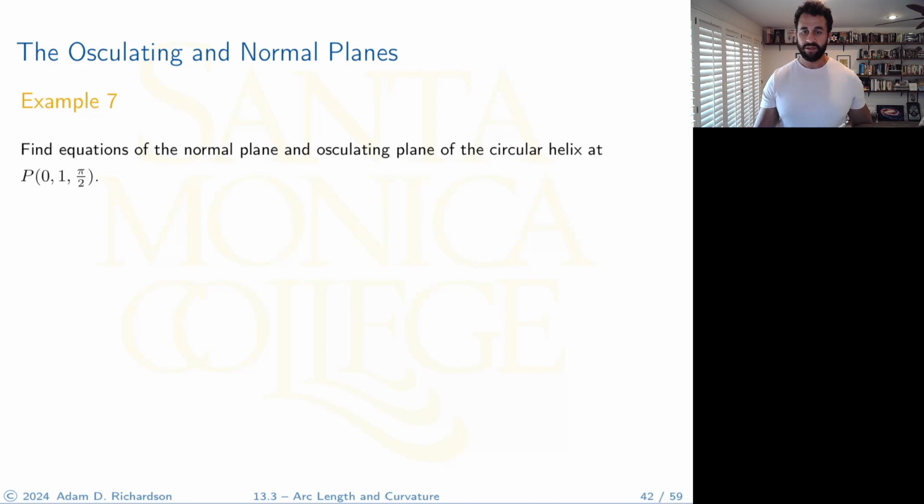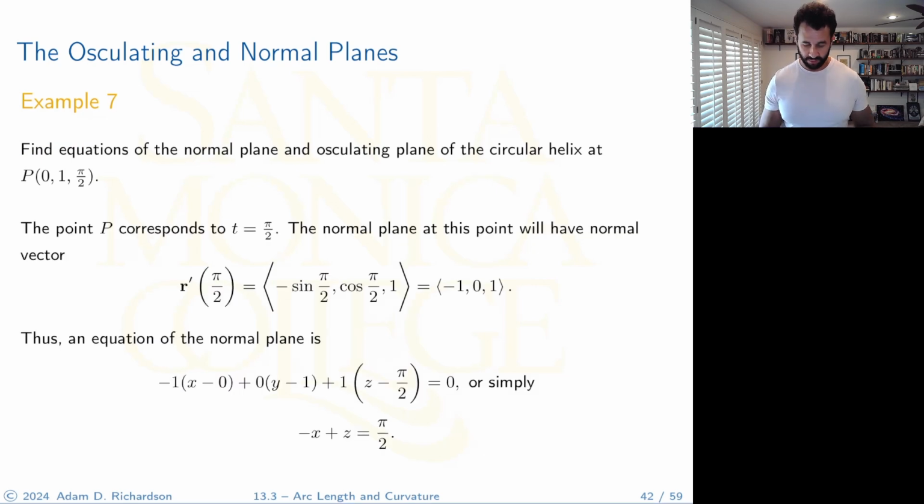All right, here we go. If you remember, to describe a plane, we needed a point on the plane and we needed a vector normal to that plane. This is where things can get fun because we have a point. Now we just need to find the correct normal vectors. The point P corresponds to t equals pi over 2. So the normal plane at this point will have the vector r prime of pi over 2, or I should say a normal vector. It doesn't even have to be a unit vector here. But this is a vector that is normal to the plane at that point.